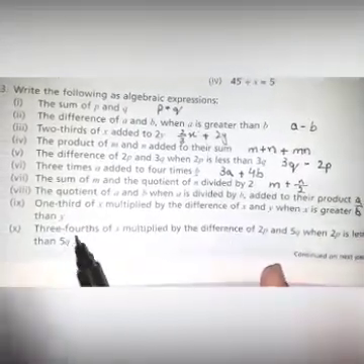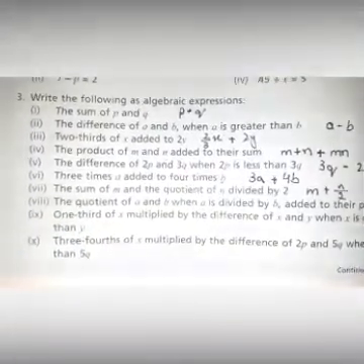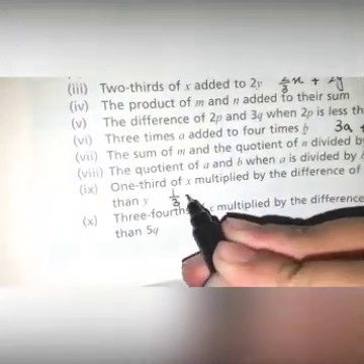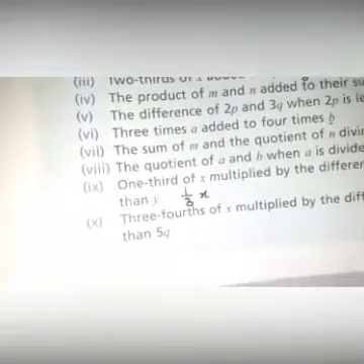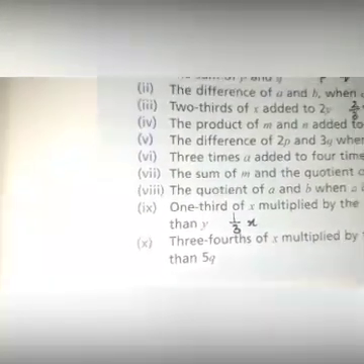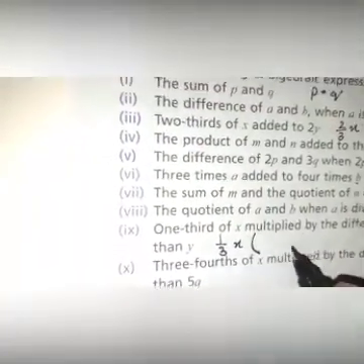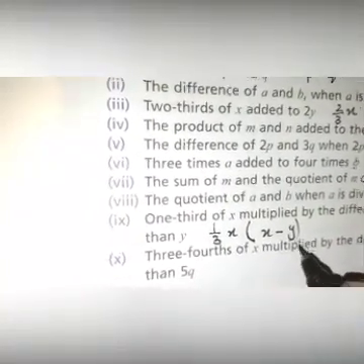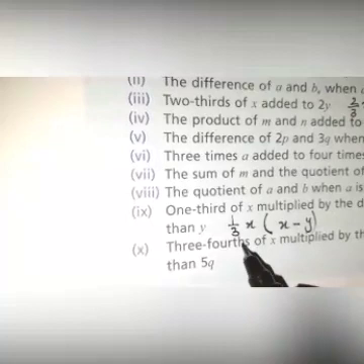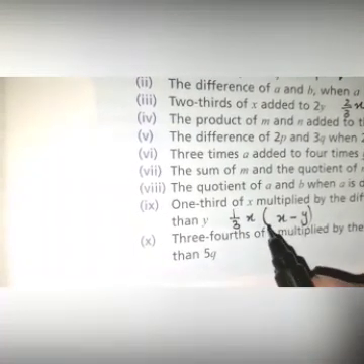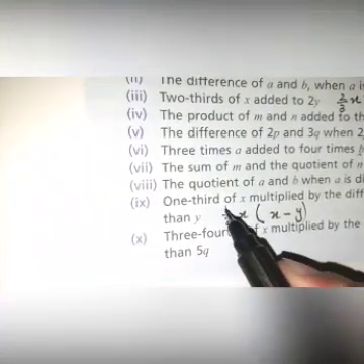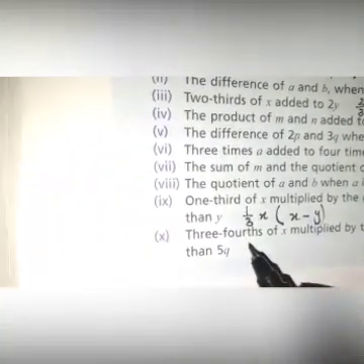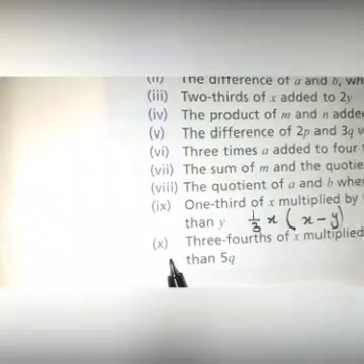Now part 9, 1/3 of x multiplied by the difference of x and y when x is greater than y. 1/3 of x, 1 over 3, multiplied by the difference of x and y, and x is greater than y. Or you can also write x over 3. In the place of 1 you can write the x, because when it multiplies, 1x is equal to x over 3.